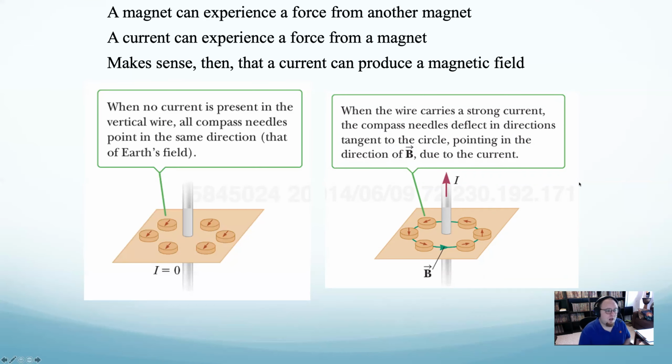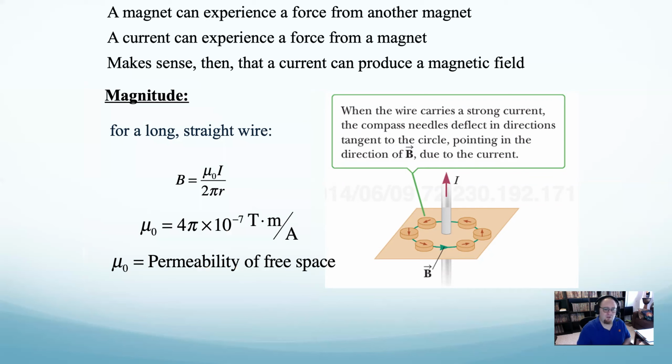Okay. For any straight current carrying wire, the magnetic field will be as follows: mu naught I over 2 pi r. In this equation, mu naught is known as the permeability of free space. When dealing with capacitors, we had epsilon sub naught.